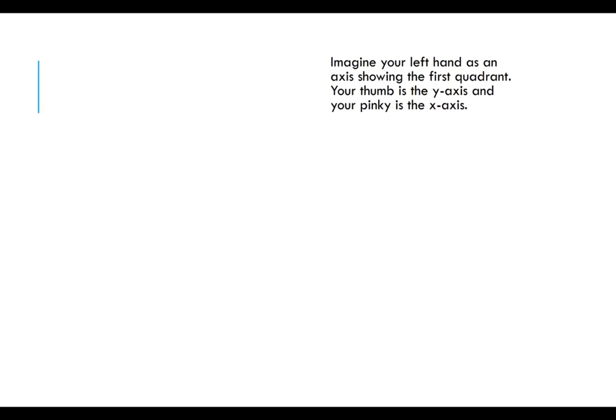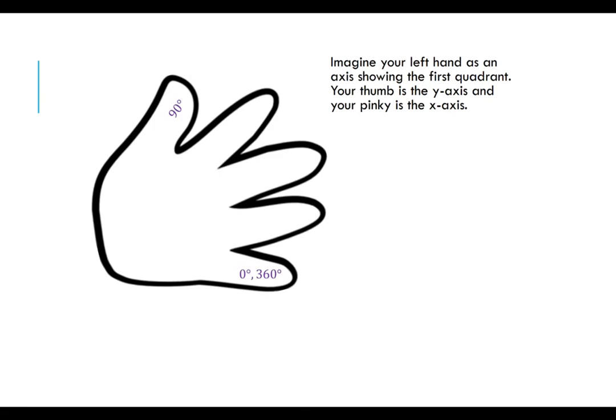Now for a trick to help you find all of the exact values of all 6 trig functions. So what we're going to do is take your left hand, make it look like this. So match up with me. Thumb up, pinky out. We're going to create an artificial xy axis. So that xy axis is like this.